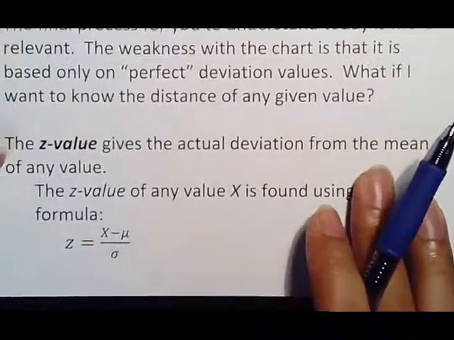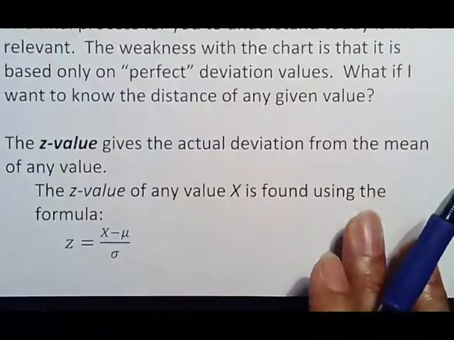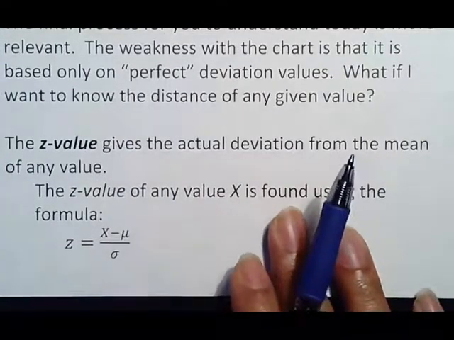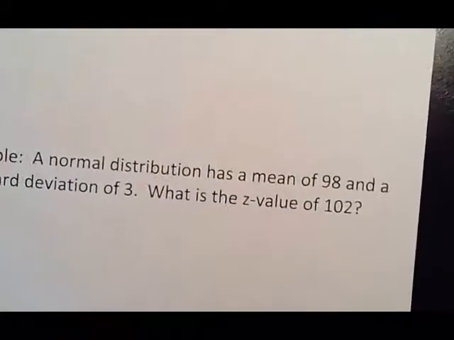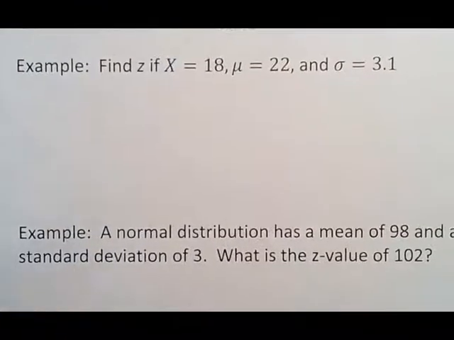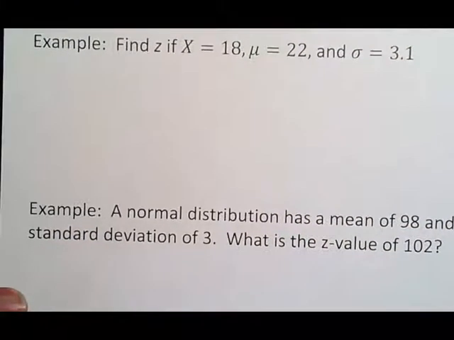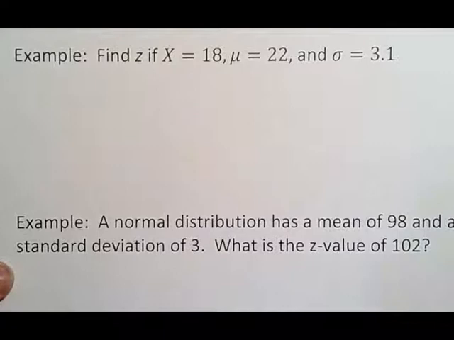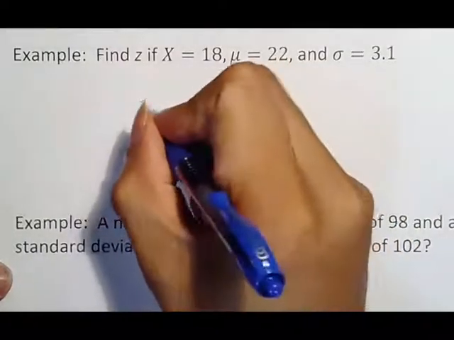So jot that formula down. That's going to be important today and tomorrow, which is actually today for some of you. But it's pretty straightforward. Again, I'm not trying to overwhelm you with stuff that's weird, but this is it. It says find z if x equals 18, mu, which is your mean, equals 22, and your standard deviation is 3.1. So again, you simply plug it in.